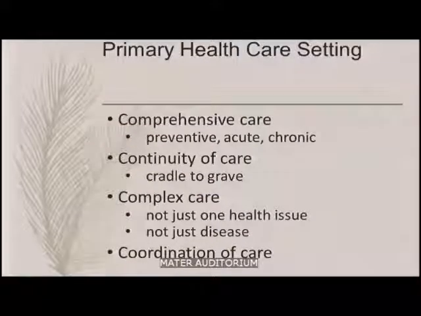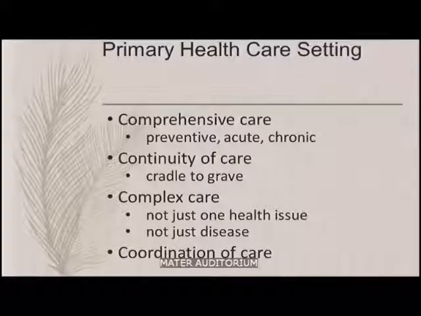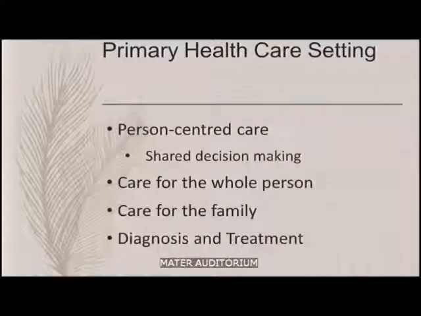So just to orient everyone, generally speaking, most refugee healthcare actually happens in the primary care setting. In the primary healthcare setting, we provide comprehensive care, continuity of care from cradle to grave. We deal constantly with complex care. So not just one health issue and not just disease, we deal with illness, we deal with support, social situations, and of course all of that involves coordinating care as well. So this is just what we generally do in primary healthcare, and clearly this is very relevant in delivering refugee healthcare. It's person-centred care with shared decision-making.